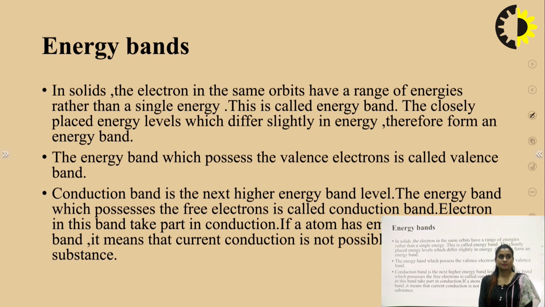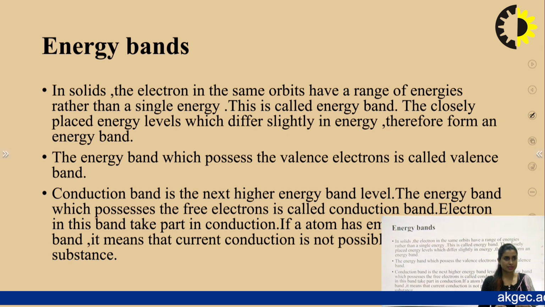Now let's talk about energy bands. What are energy bands? Energy bands and band gap are two different terms. We need to understand this very clearly. In solids, the electrons in the same orbit have a range of energies rather than a single energy. Similar is the case of frequencies. Whenever we communicate, we do not communicate using a single frequency. We are assigned a band of frequencies, right? So when we are assigned a band of frequencies and we do communication, in a similar way we can understand this. That is, the electrons do not lie on a single energy level. There is a band. A complete band means a range of energy, right?